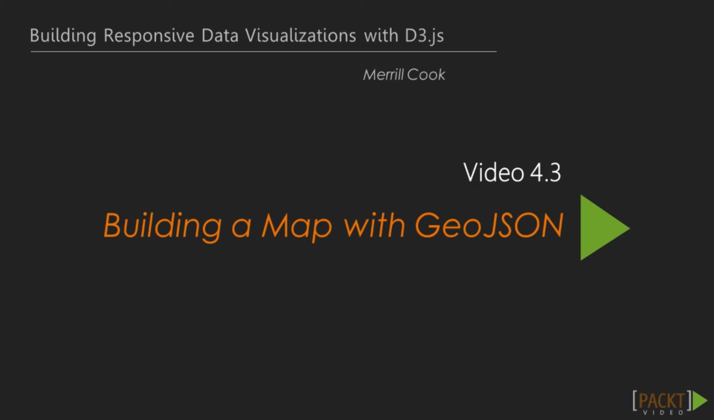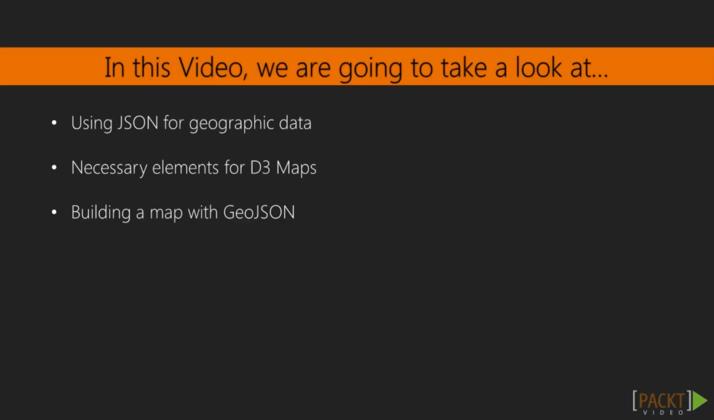Welcome to section 4 of video 3 on making a map with GeoJSON. In the previous video, we covered using JSON as an external data source for D3 visualization. In this video, we'll cover the necessary elements of D3 maps and GeoJSON as an external data source.